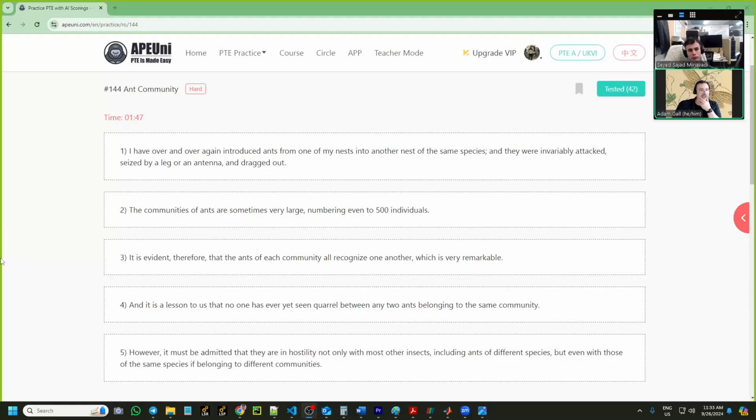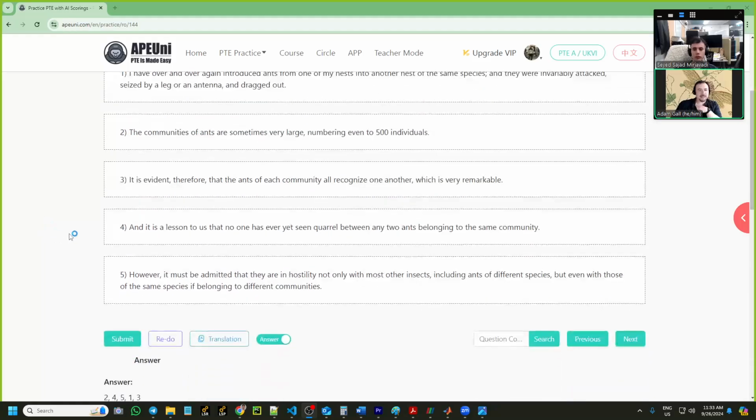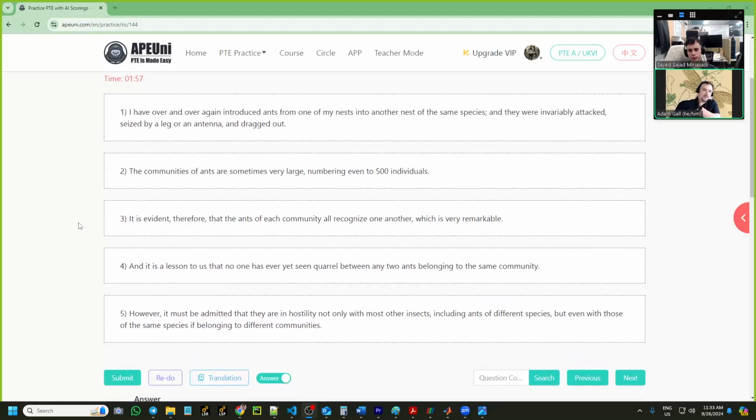Now, it makes sense that that be followed by four. Yeah, but I think on close observation, what he's saying is if they belong to the same community of ants, so if they're from the same nest, then they don't fight each other. So they're large, but they don't fight each other. Whereas humans, if you had 500 humans sharing a building, they would have disagreements and they would fight with each other.